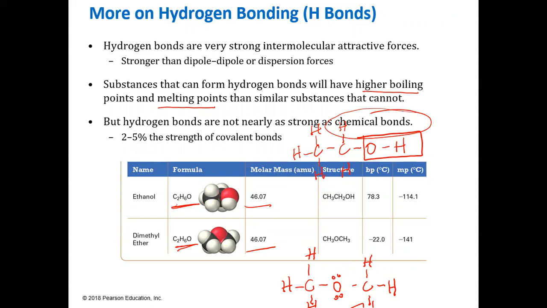So we would expect ethanol to have a higher boiling and melting point, and it does. And that is because it has hydrogen bonding, H bonding, whereas this ether is just polar, therefore it's dipole-dipole attraction.